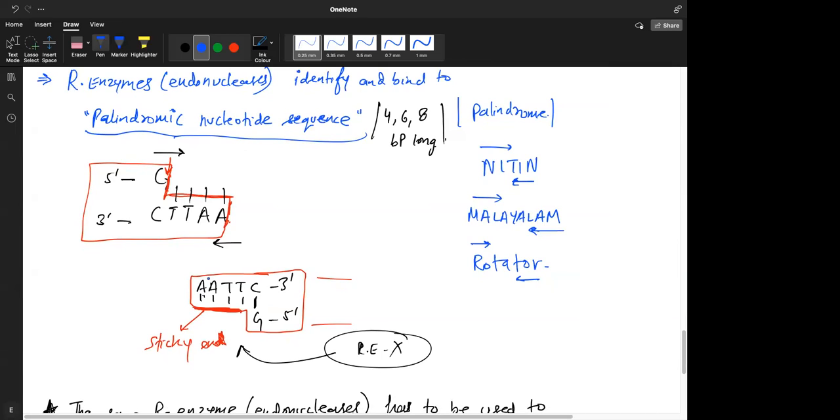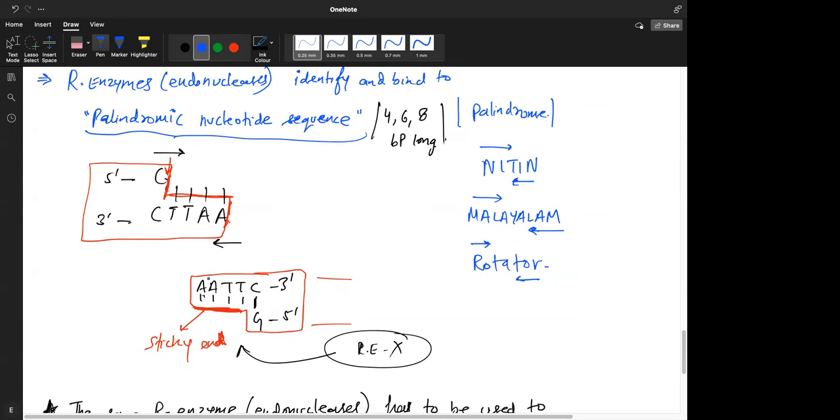Then we discussed palindromes, which means we can read it the same way from either side. Examples: Malayalam, Nathan, rotator. Palindrome is a sequence, in terms of biology. Why did we start discussing palindromic sequences? Because restriction endonuclease binds to it.